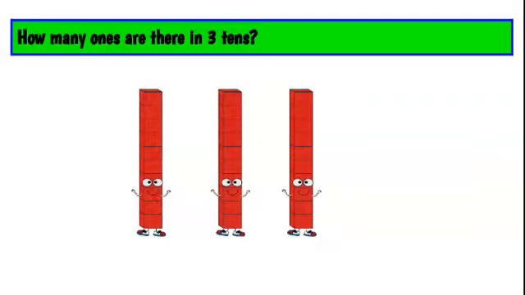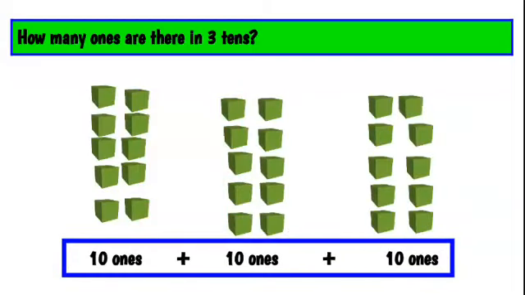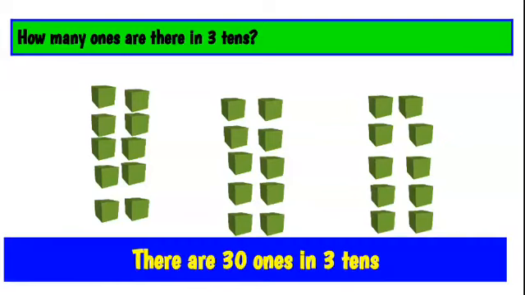Let's move on to our first example. How many ones are there in 3 tens? We have our first set of 10 ones, another set of 10 ones, and our third set of 10 ones. So we're adding 10 ones, add 10 ones, add 10 ones. So there are 30 ones in 3 tens.